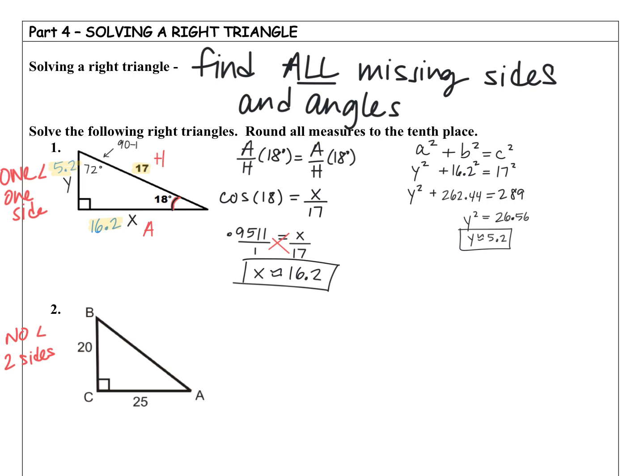90 minus 18. There you go. And that's how you get 72. So at this point, if you filled in every single blank, you have every single side, every single angle, then you're good.